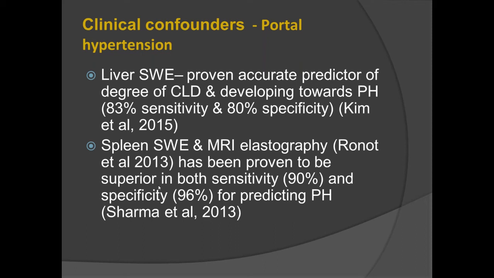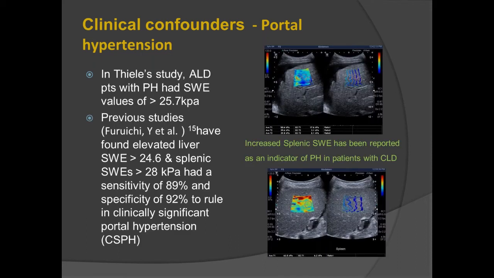So Ferrucci found that if you had a liver shear wave value of greater than 25 and a splenic shear wave value of greater than 28, you actually had a sensitivity of 89% and a specificity of 92% to rule in clinically significant portal hypertension. And here is a good example that we have got in our department. You can see this gentleman with known portal hypertension had shear waves of well over 25 in the liver, and in the spleen, 64.